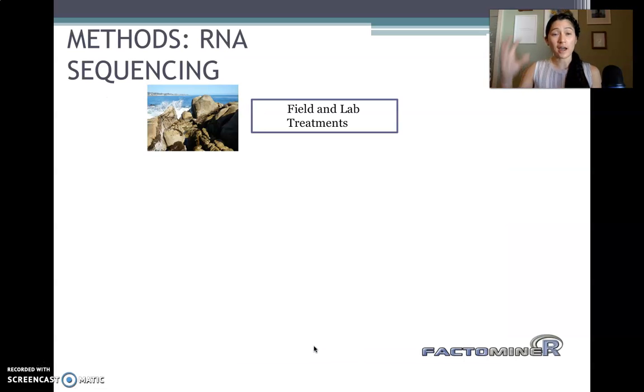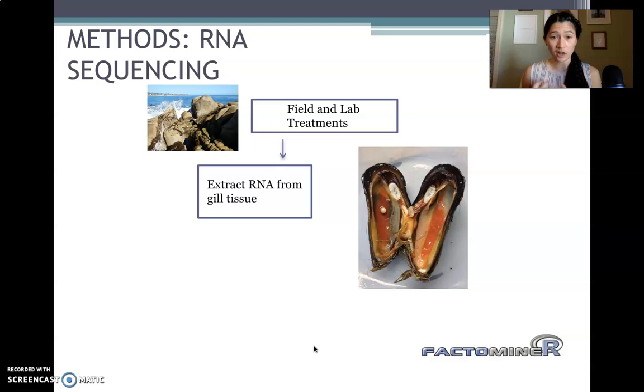So once we had the actual samples, we got the samples from these different field and lab treatments. I extracted RNA from the gill tissue. This is what a mussel looks like when you open it. So normally the mussel keeps itself closed. You can actually slice one of their adductor muscles to open the mussel. And this is a mussel that already has its gill tissue removed. Normally that gill would be right here.